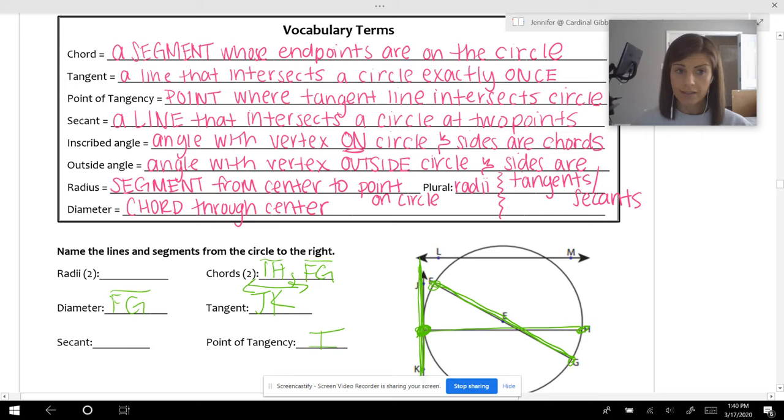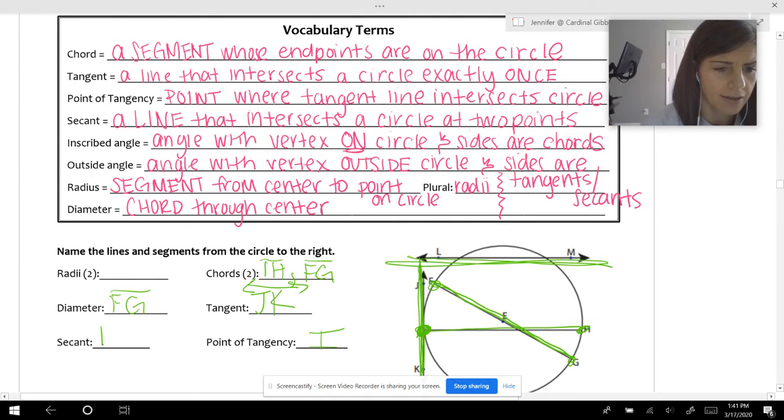A secant. A secant is also a line, and it's a line that crosses the circle twice. The tangent touches the circle once, and a secant is a line that basically just cuts through the circle anywhere. So that would be this line right here. LM is our secant in this picture.